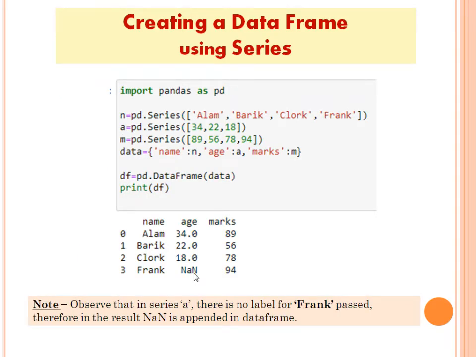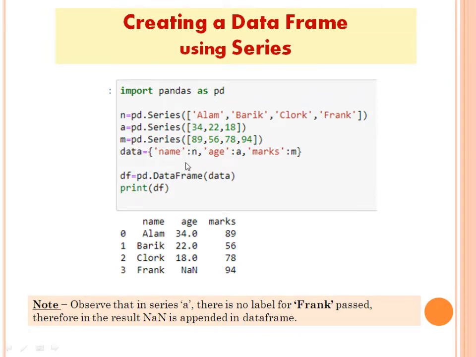Next is creating a data frame using series. In my last video, you learned how to create a series. So with the help of series, I have again created the table of a data frame. See, pd.Series, all the names are here in variable n. pd.Series, all the ages are here in variable a. But see, names are 4 but ages are only 3. So it creates NaN values. Clear? pd.Series, again 4 marks, inserted into m.